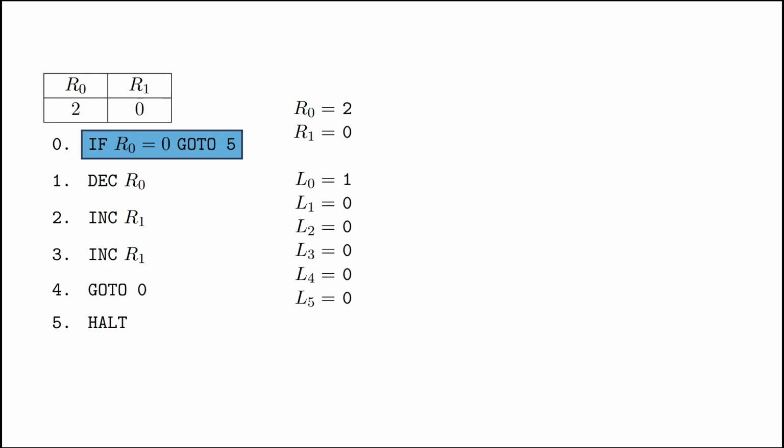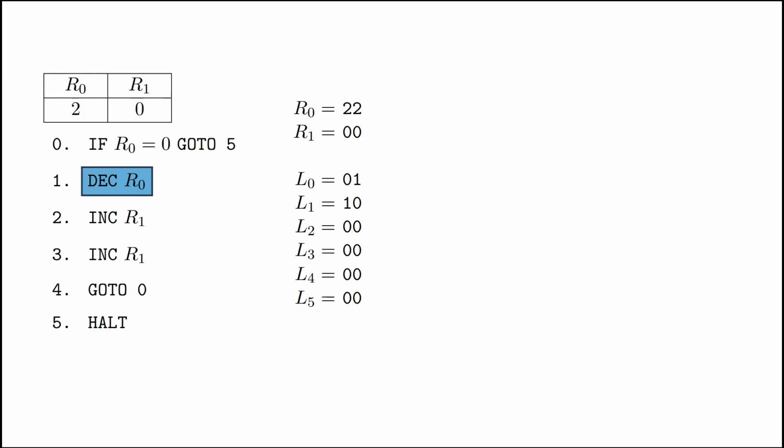Looking at our code, register R0 doesn't contain a 0, it contains a 2. So instead of jumping to line 5, we'll just move on to the next line. When we get to this next line, the registers still read 2 and 0, so we'll prepend, that is, add on to the beginning, a 2 and a 0 to our R0 and R1 variables on the right, and then we'll prepend a 1 to the left of our L1 value to indicate that we're now at line 1 in our code, and we'll prepend a 0 to the other L variables.